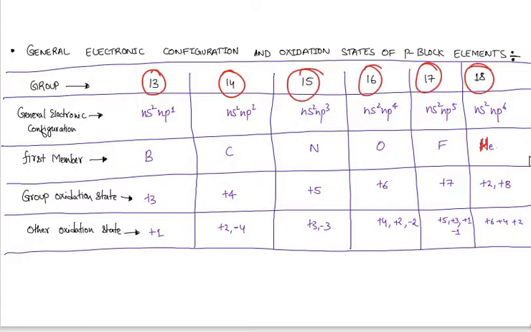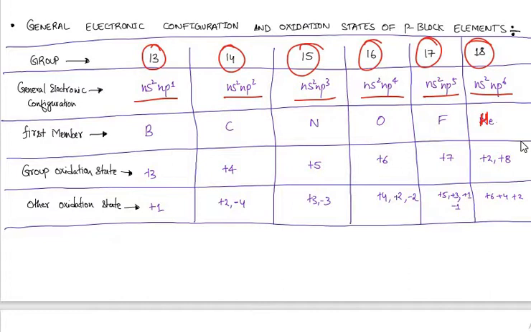General electronic configuration of group 13 is ns2np1. For group 14 it is ns2np2. For group 15 it is ns2np3. For group 16 it is ns2np4. For group 17 it is ns2np5, and for group 18 it is ns2np6.